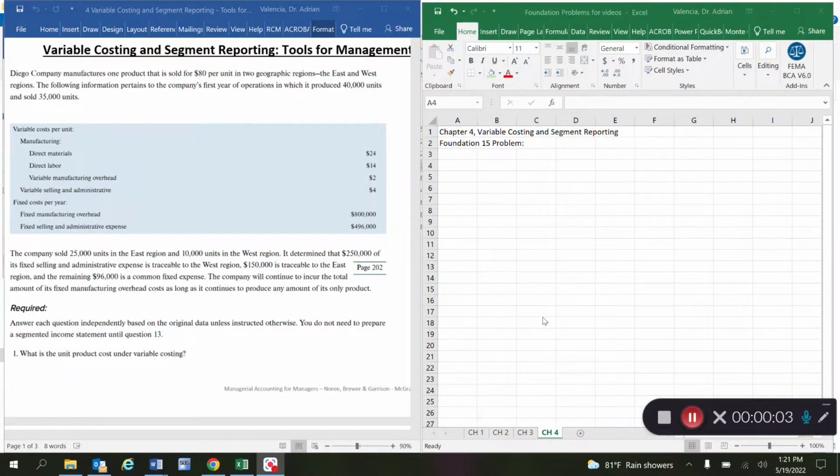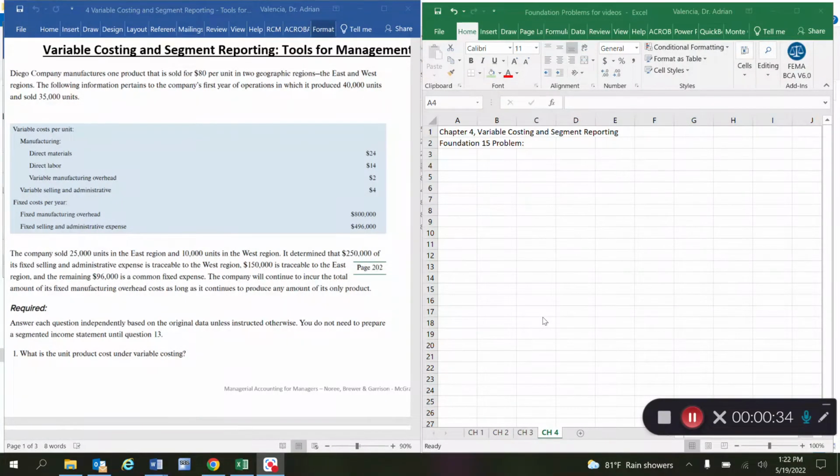In this video, I'm going to discuss the Chapter 4 Foundation 15 problem. And in particular, this chapter discusses variable costing and contrasts that to absorption costing. To give you a quick reminder, absorption costing is used for financial reporting purposes for GAAP, US GAAP, generally accepted accounting principles. And that's the costing approach that is used by companies to report financial information to investors.